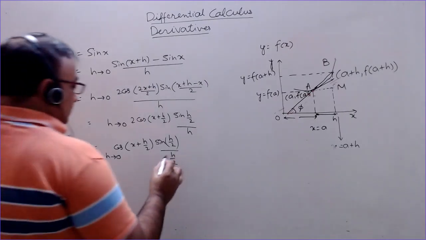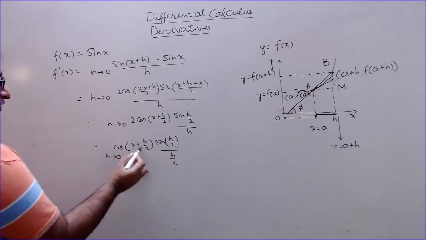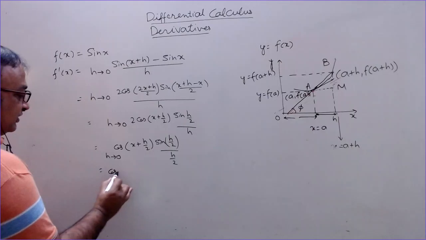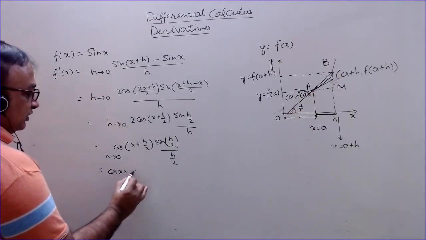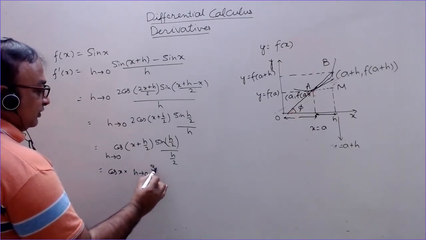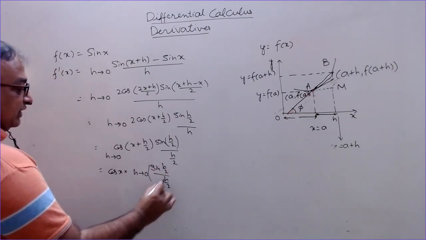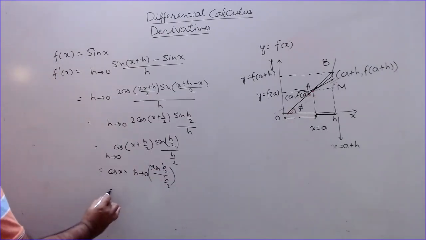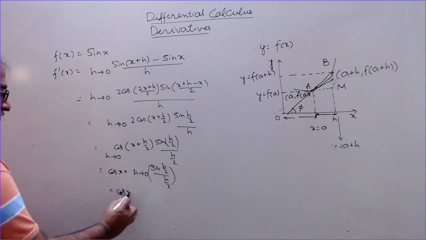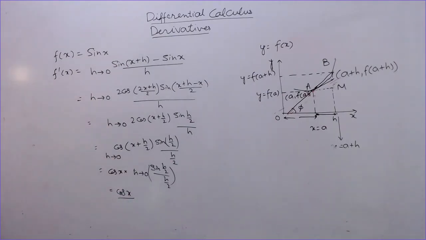Now if you put h as 0 here, this is cos x into the limit as h tends to 0 of sin(h/2) divided by h/2, and this as per the identity is equal to 1. So this is equal to cos x. So the derivative of sin x becomes equal to cos x. This is how you can find the derivative.